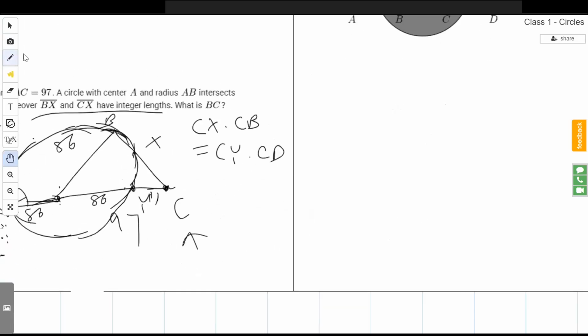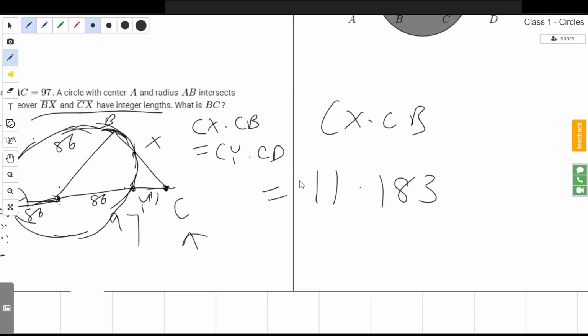all you have to do is plug in numbers for this. CX times CB, we don't know yet, equals CY, 11 times CD, which is just 183. Right? And 183 times 11, that's just 3 times 11 times 61.